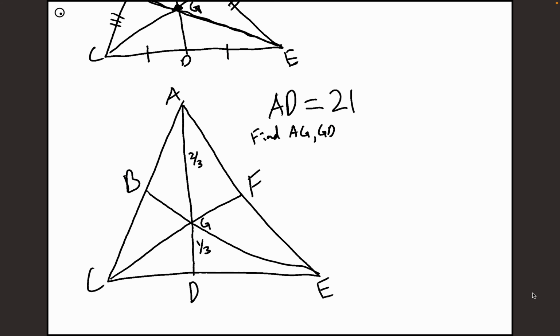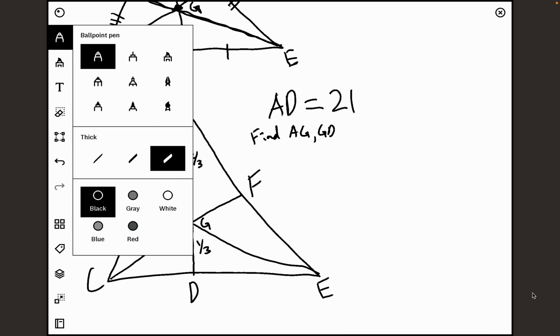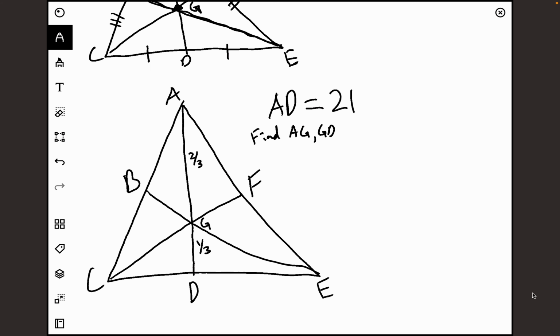So now, if the whole value is 21, how can I solve for GD? You just divide by 3. So 21 divided by 3 is 7. So my value for GD is going to be 7, because we just divided by 3.